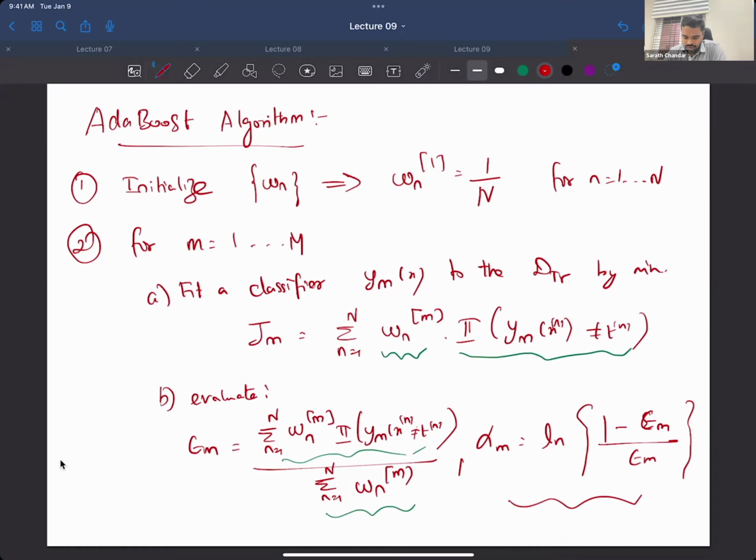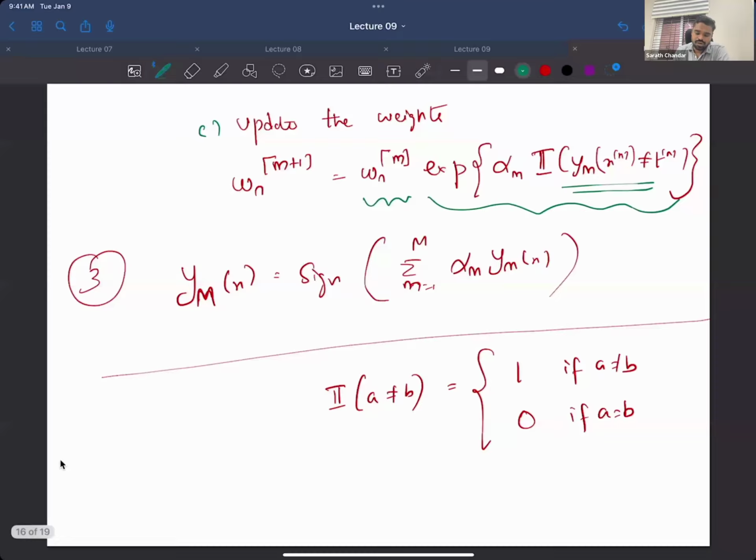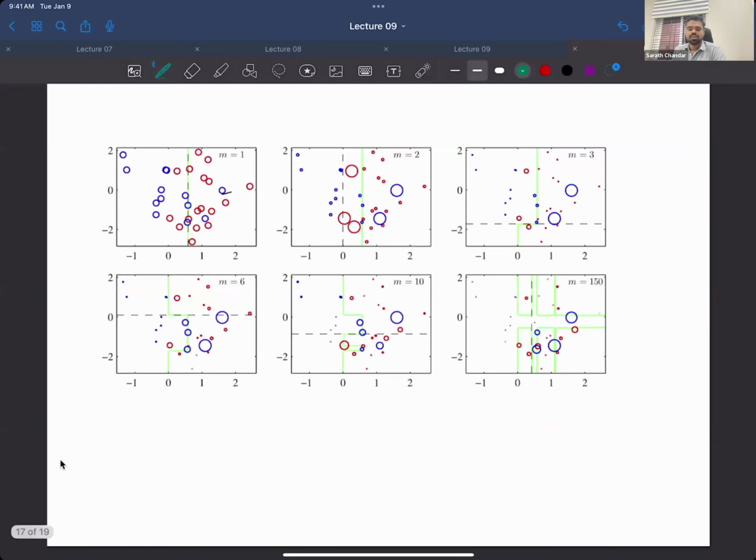However, there are a few magical things here. Most importantly, how did I come up with this epsilon m and alpha m, which play the critical role in updating the weights and combining the classifiers? So we're going to do this derivation. Before that, let's look at an example. Here is an example of boosting, where the individual classifiers I'm going to use for boosting are called decision stumps.